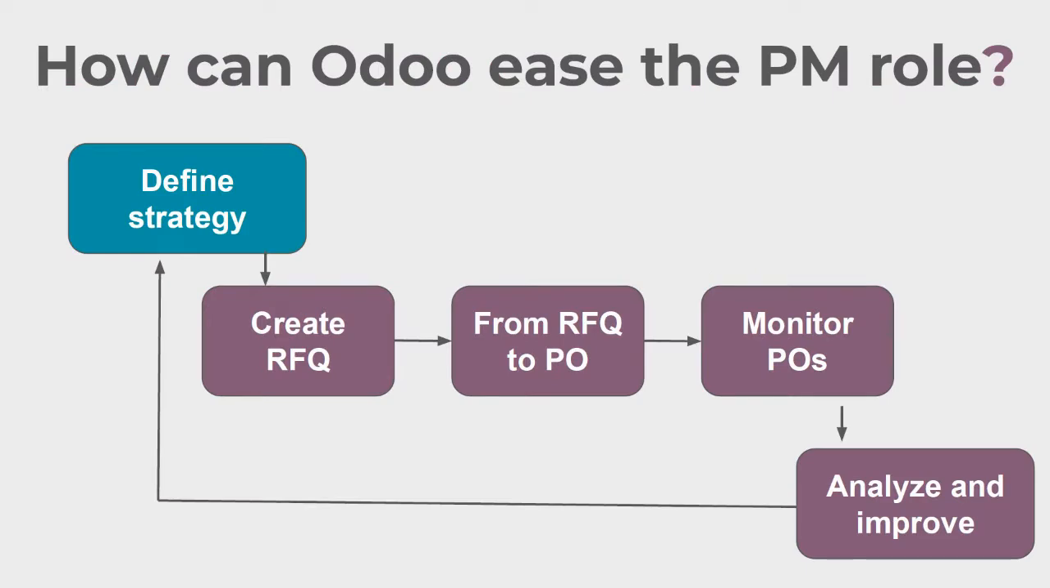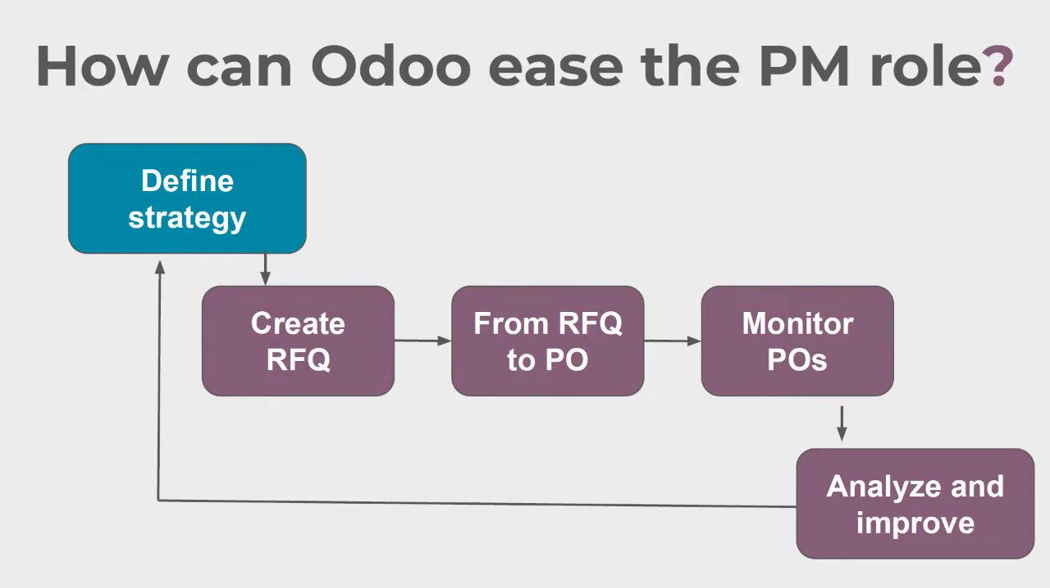To summarize their needs, we had defined 5 big steps, and in this solution video we will tackle these 5 steps one by one. The first step is defining the strategies. For each component, we want to define when we want to replenish, how we want to replenish, and from which vendor. The second step would be to create the RFQ. Once we have defined the strategy, how do we create the RFQ, either manually, automatically, or semi-automatically?